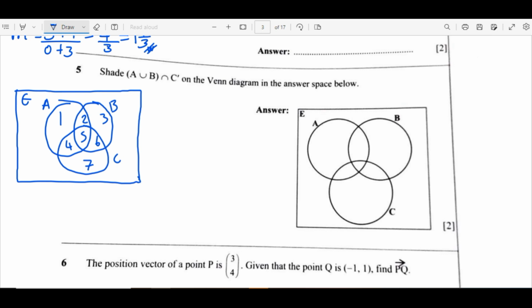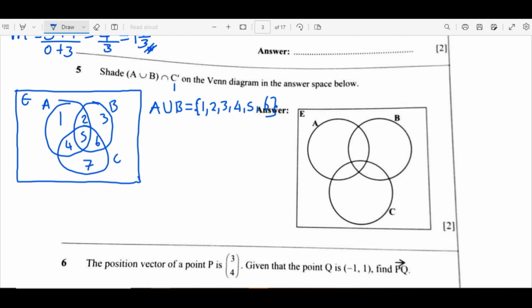Now with these elements, let's first begin by finding A union B. So A union B, we just want to combine the elements of A with those of B. From A we have 1, 2, 5, 4. Then B 2, 3, 5, 6. So by following the order, we have 1, 2, 3, 4, 5, 6. So this is the element of A union B.